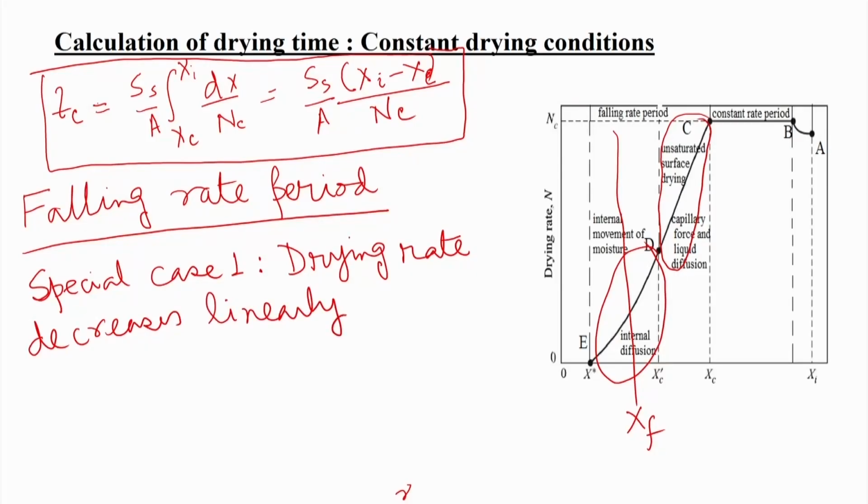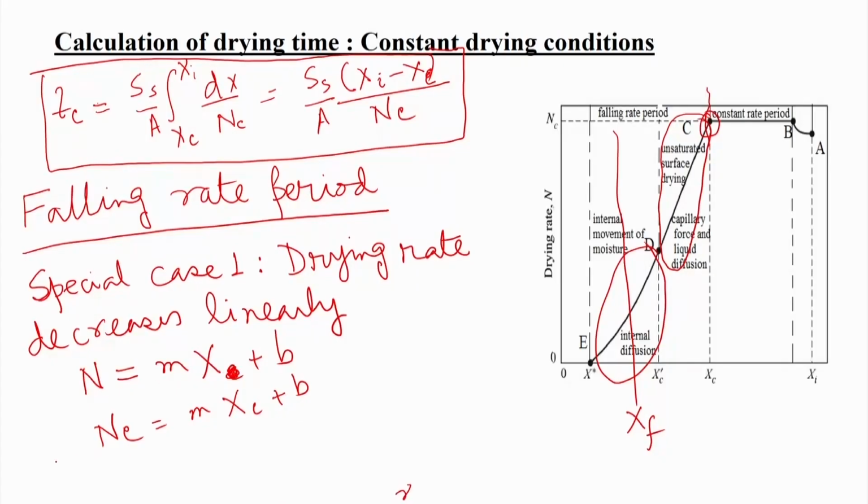Like N will be proportional to x. So, we take N is equal to m x plus b. At the start of this falling rate period, N_c will be equal to m into x_c plus b, and this is N is equal to m x plus b.